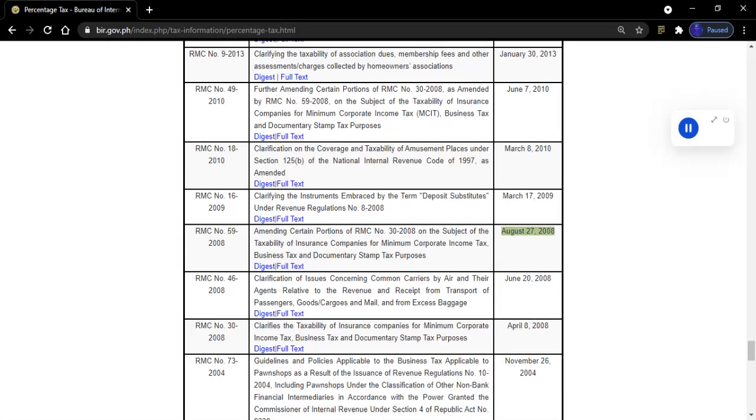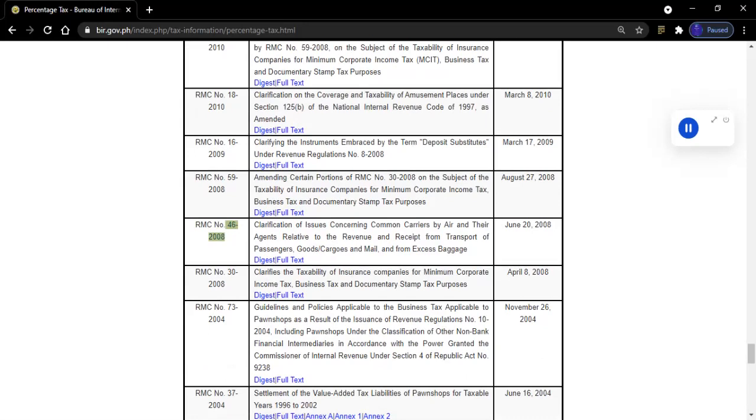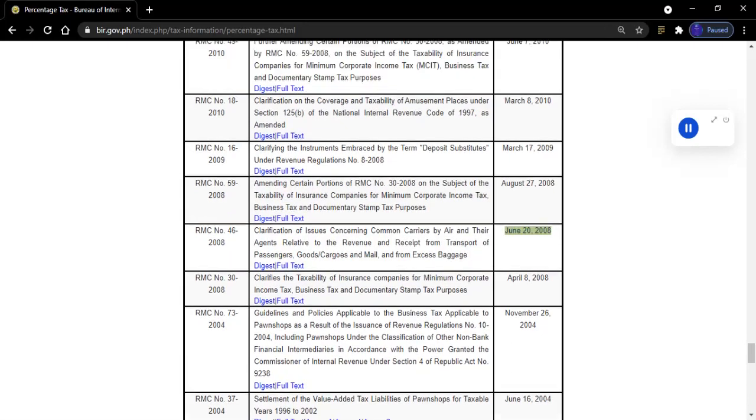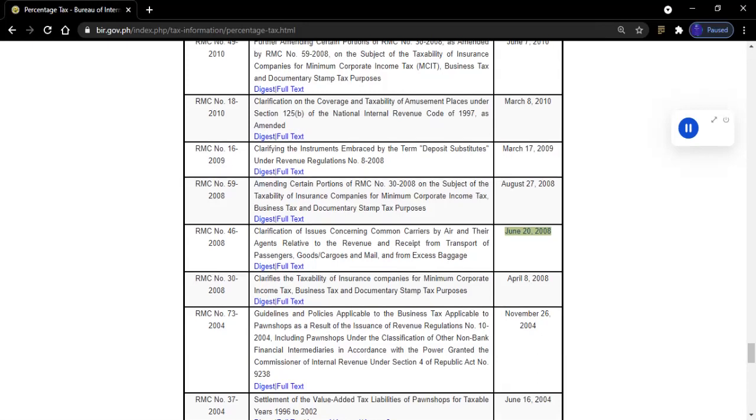August 27, 2008. RMC No. 46-2008. Clarification of issues concerning common carriers by air and their agents relative to the revenue and receipt from transport of passengers' goods, cargoes and mail, and from excess baggage. Digest. Full text. June 20, 2008.